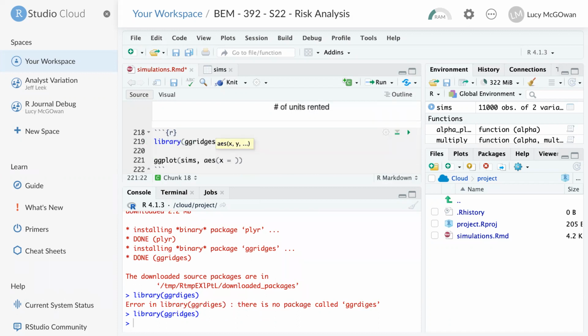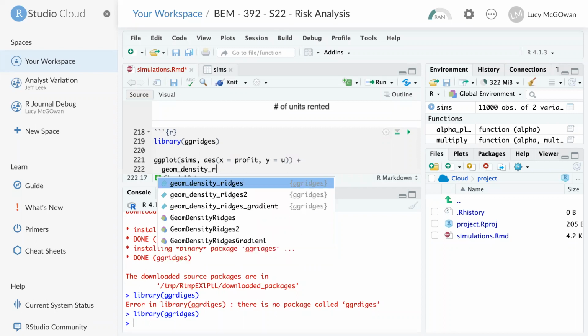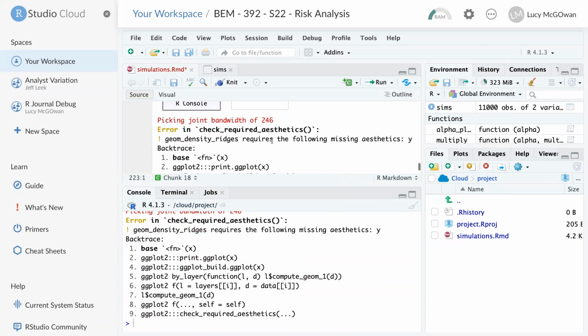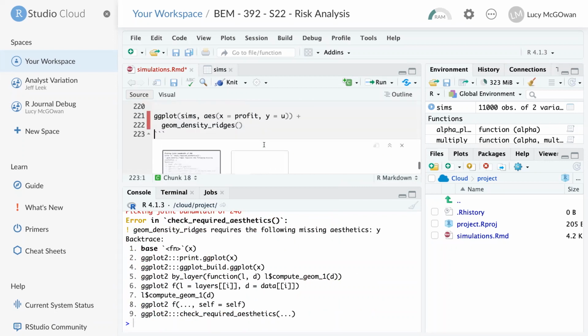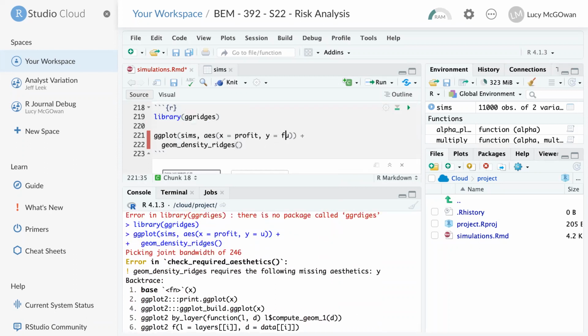And then we're going to do ggplot. What am I going to put on my x-axis? Profit. And how about the y-axis? Yeah, the number of units rented, exactly. And then I can use this geom_density_ridges. And oh dear, what didn't it like? What is it? Oh yeah, thank you.